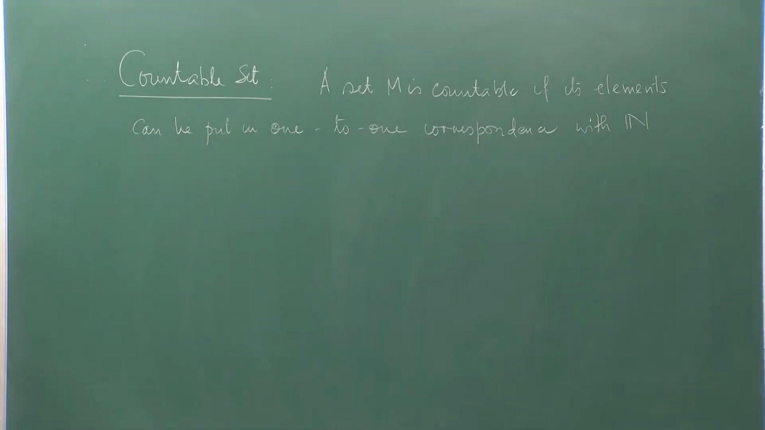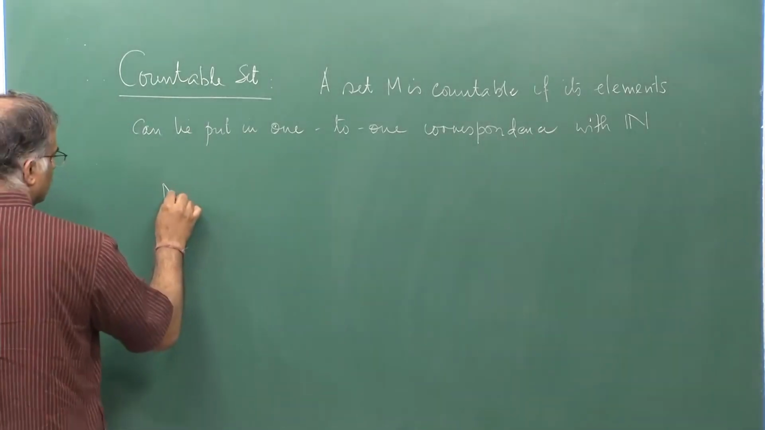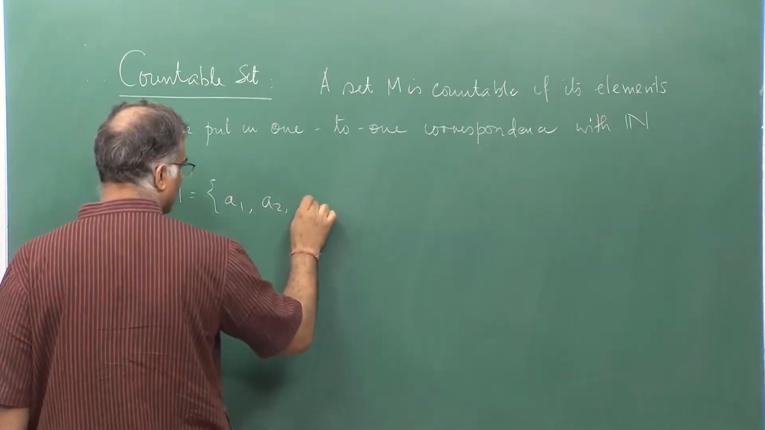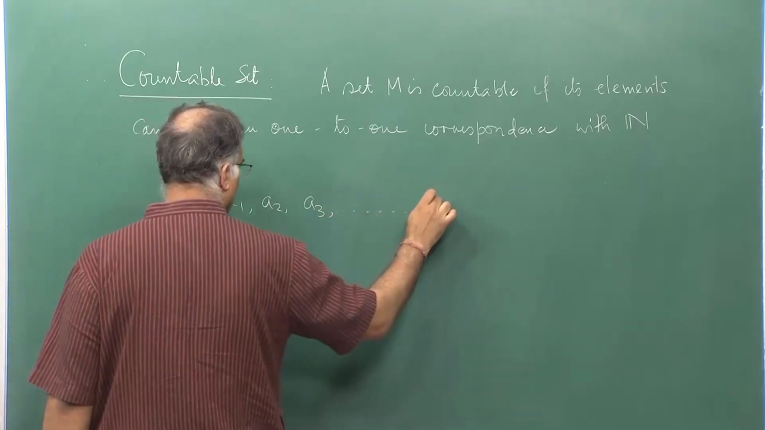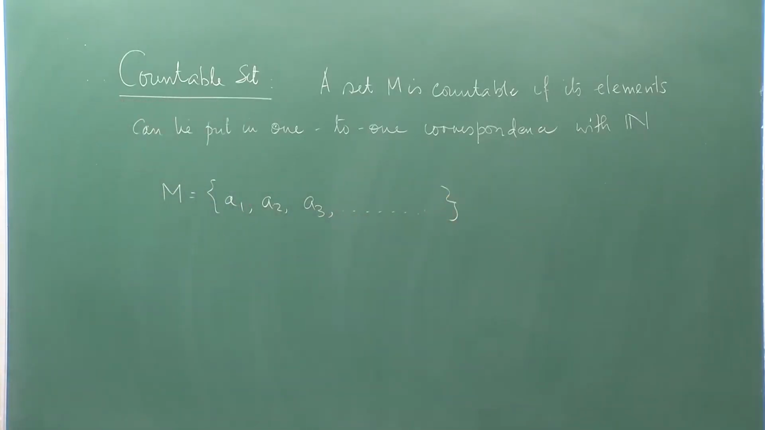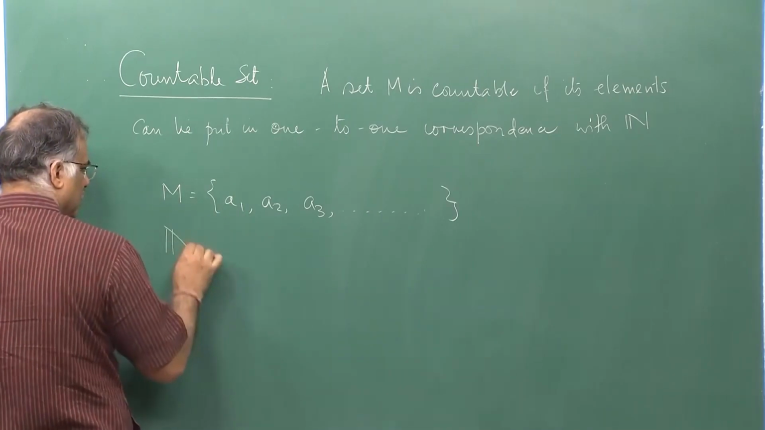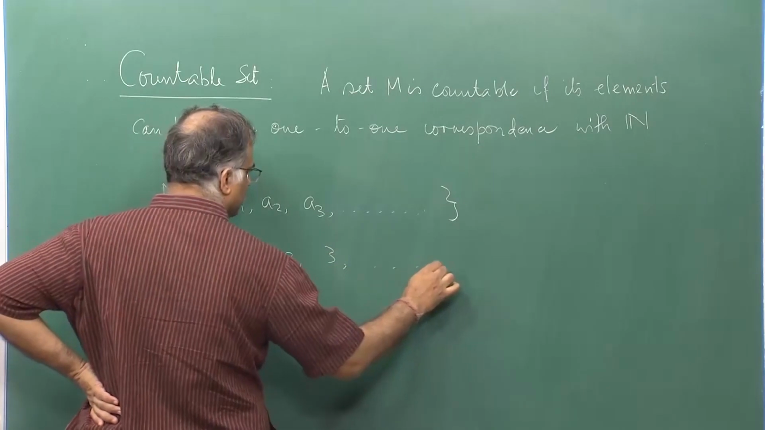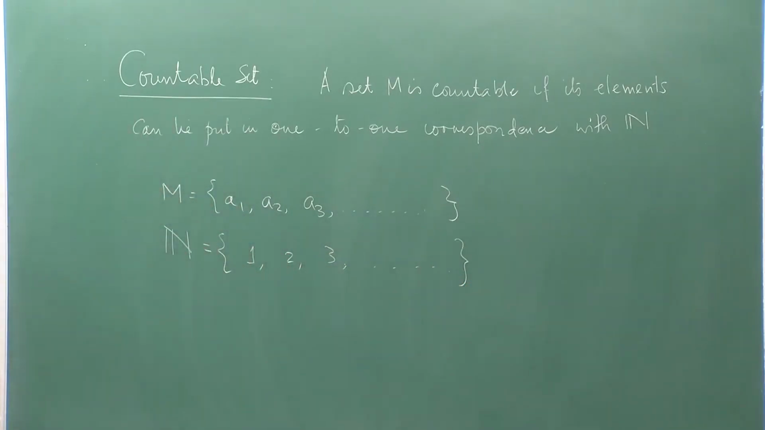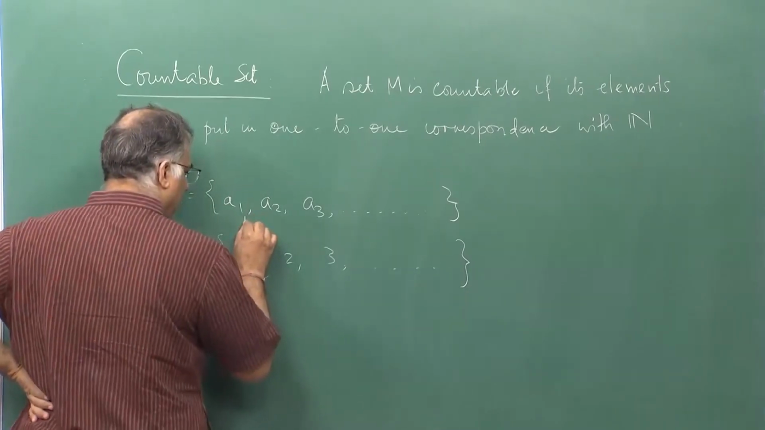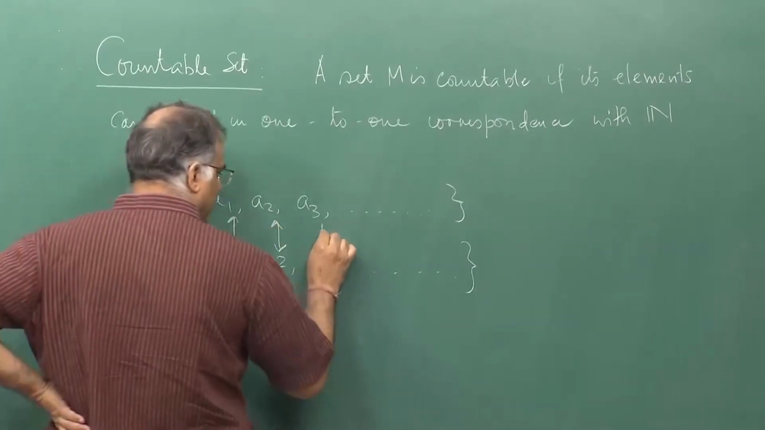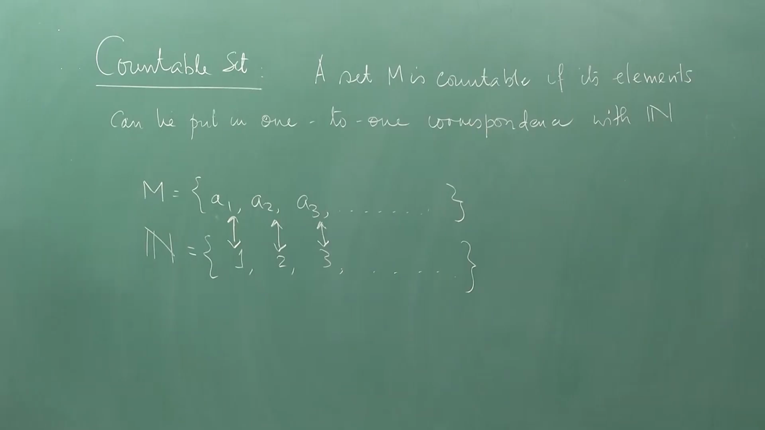So, if M consists of elements a1, a2, a3 and so on, it could be a finite set, it could be an infinite set, I am keeping that open. Then the set of natural numbers is this. Then this is the correspondence. So a1 is the first element, a2 is the second element, a3 is the third element, and so on.